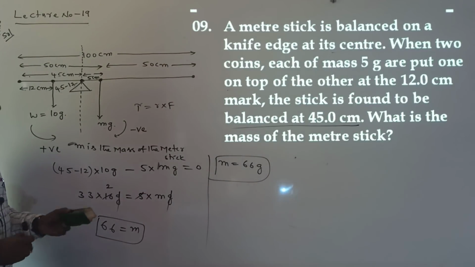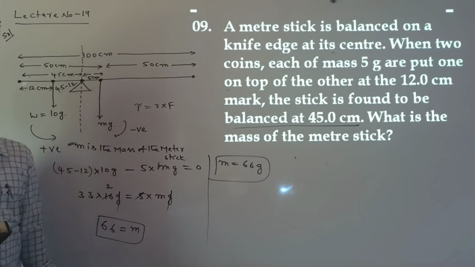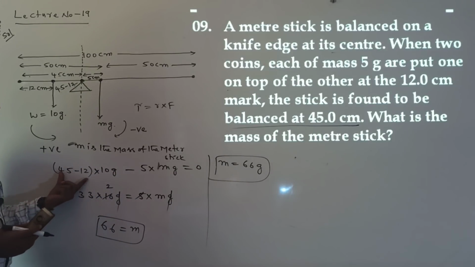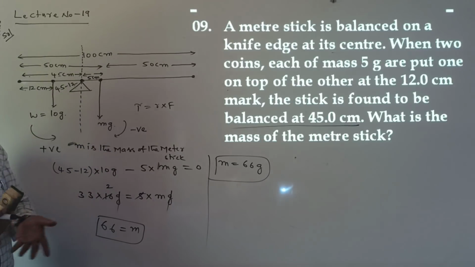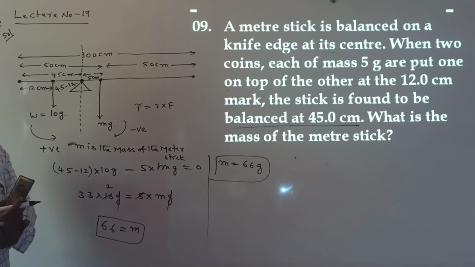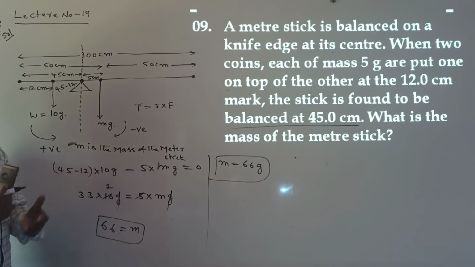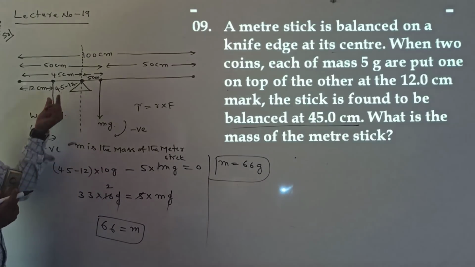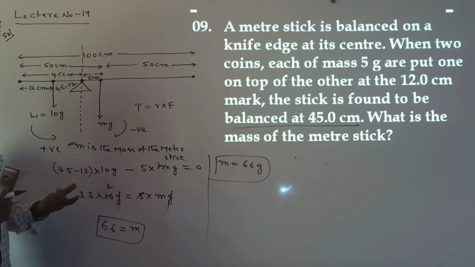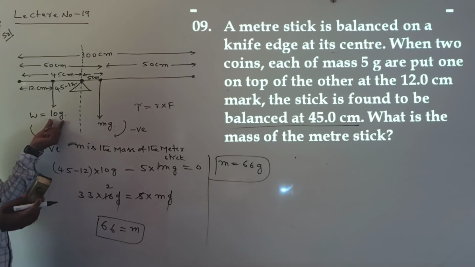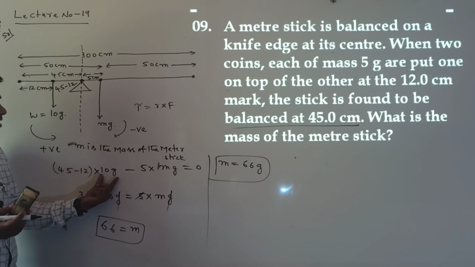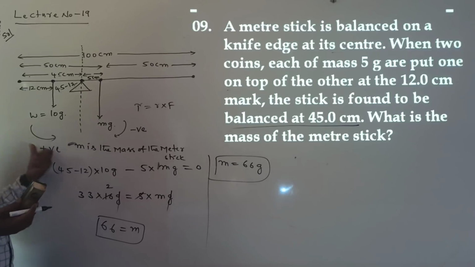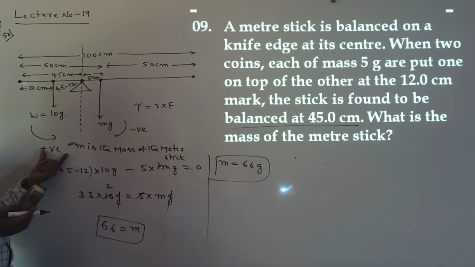Now I am writing the condition for equilibrium. What is the condition for equilibrium here? The total torque about the axis of rotation is 0. That is the condition for rotational equilibrium. Torque is equal to R cross F. F means weight here, and R is the distance. Distance is equal to 45 minus 12. Weight is equal to 10 grams. This is anti-clockwise, which means positive.